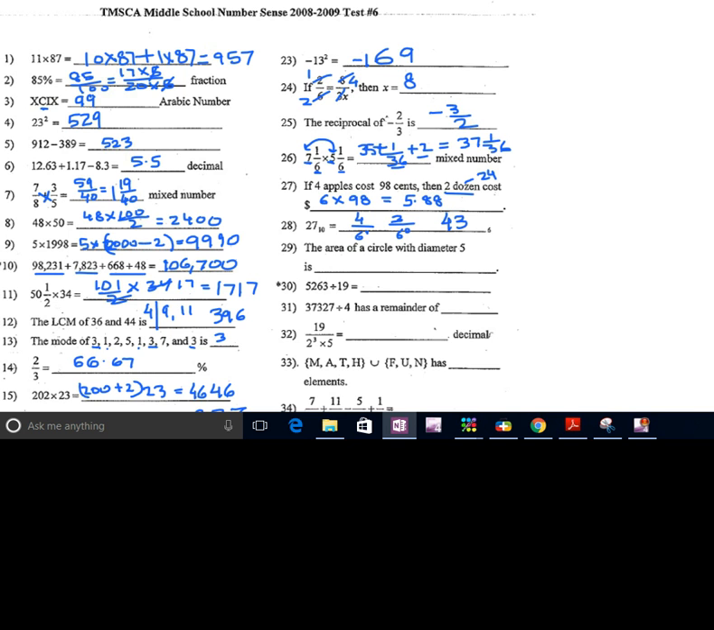The area of a circle with diameter 5. Area of a circle, as we know, is pi r square. If the diameter is 5, that means radius is 2.5. So in this case, this will be nothing but pi times 2.5 square. 2.5 square is 6.25, so the answer will be 6.25 pi. And you can leave it at this.